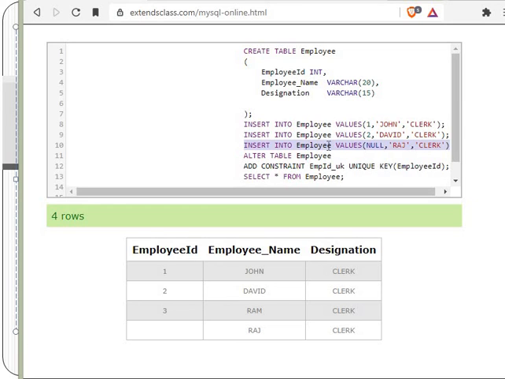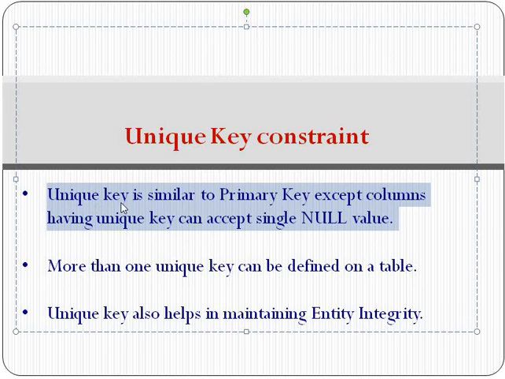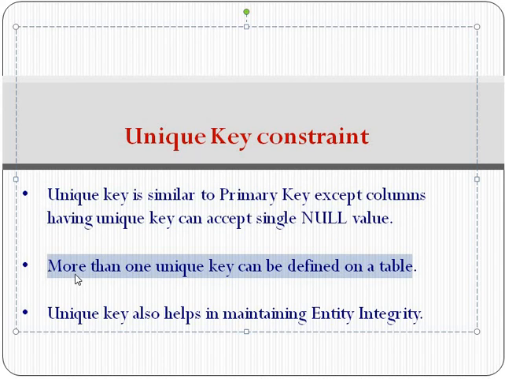After executing this insert into command, where I have put null as an entry for this employee ID column, null here indicates the missing value for the employee ID, Raj here indicates the employee name, and clerk here indicates the designation. So unique key is similar to primary key, except columns having unique key can accept null values.